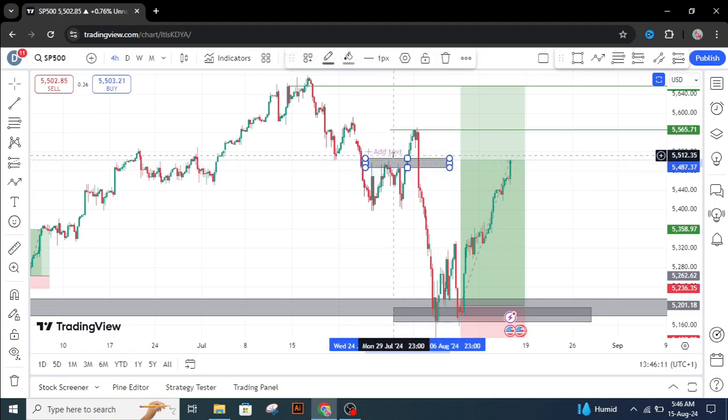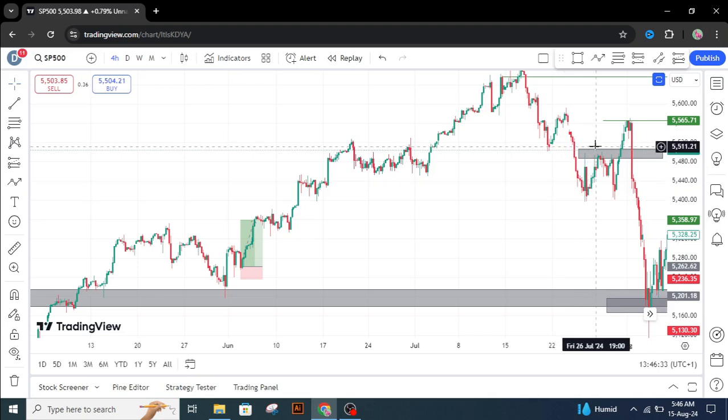So in this case now, as soon as this resistance got broken, I would have moved my stop loss below it, probably around here. And even if the price comes down and I hit my stop loss, I will still be in tiny profit or something like that. That's a no-brainer for me. So I would have still taken this trade. That's just the reality.